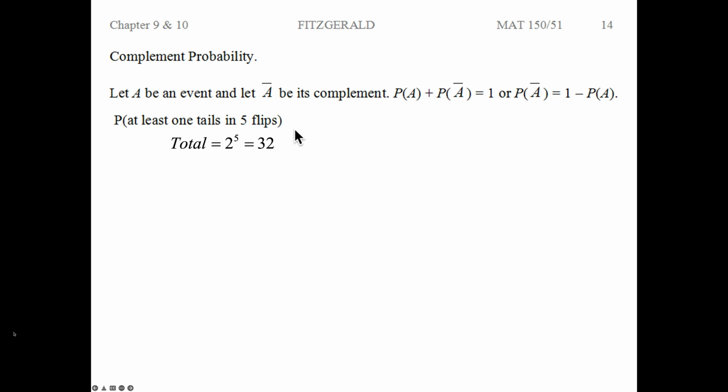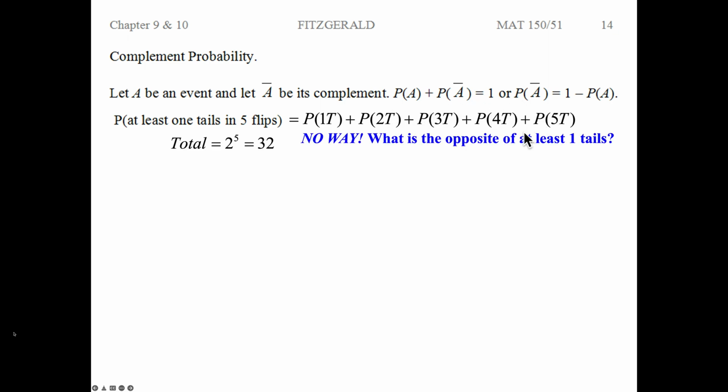And on top of that, once you find all that sample space, they would want you to find the probability of 1 tails, the probability of 2 tails, 3 tails, 4 tails, 5 tails. No, I don't think so. Way too much work. So let's think of the opposite of at least 1 tails. All right, well, the opposite would be no tails or all heads.